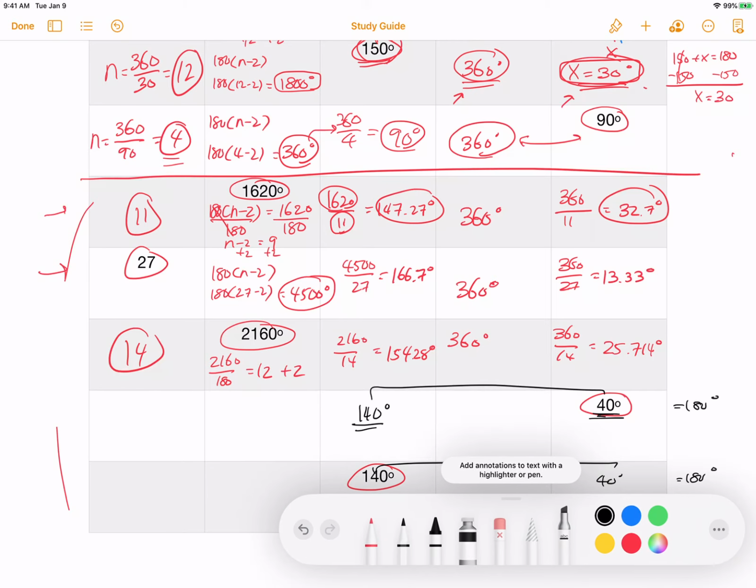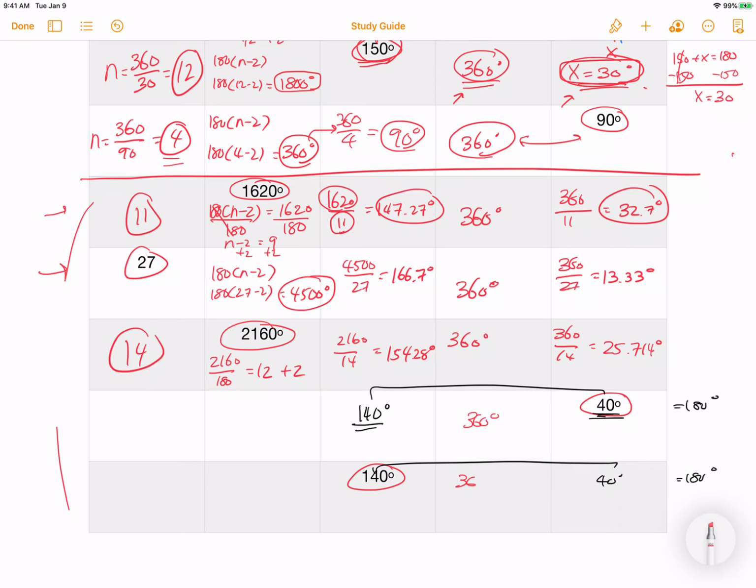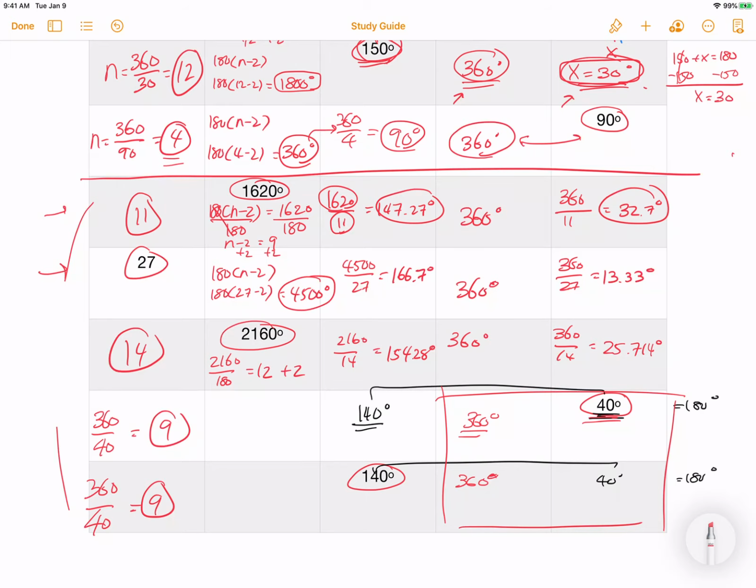Okay? So now, the next thing you do is you really focus on the exterior angles themselves, which is these two right here. So if I take the 360 divided by 40, what do I get? That's a 9. So it's a 9-sided figure for the last two. And then what you have to do is just simply plug into the formula. 180 times n minus 2, 180 times 9 minus 2, which should get you 1260 degrees in total.